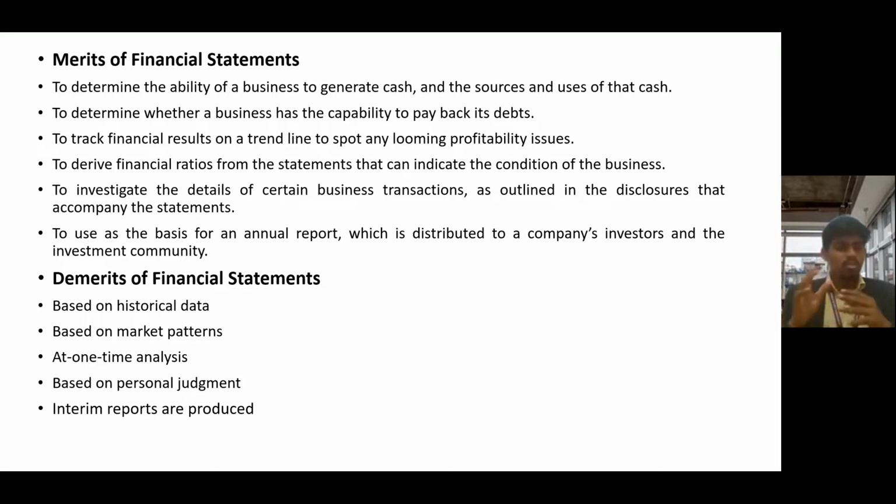So this is about the merits of the financial statement. The last merit is that it can be used as the basis for an annual report, which is distributed to a company's investors and the investment community.